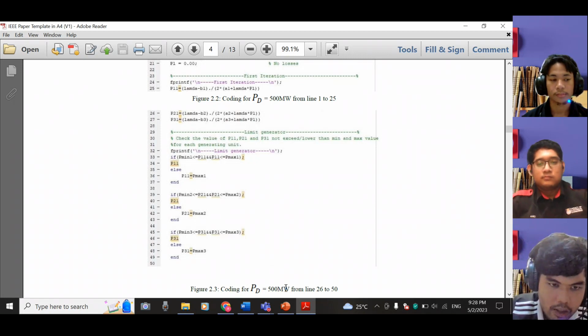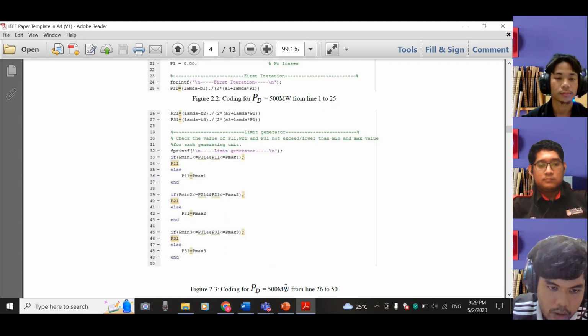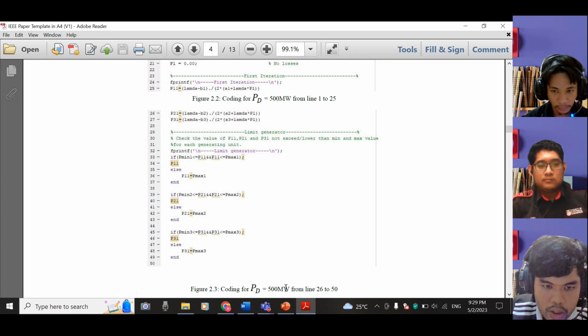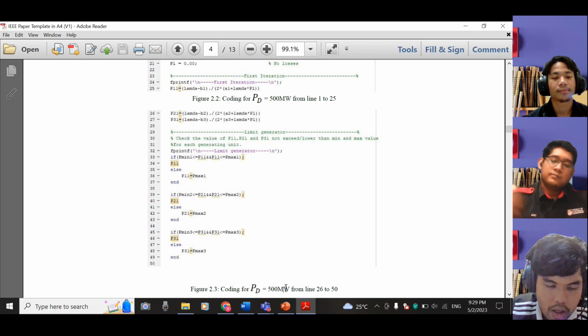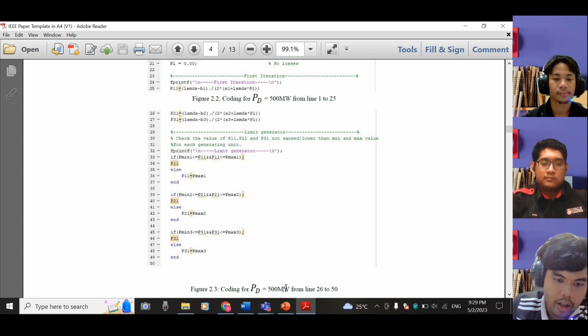So as we can see, this is the statement for the limit generator. If P min 1 is below or equal to P11, and P11 is below or equal to P max, we choose P11, else P11 equals P max. After that, we can see P min 2 is below than P21 and P21 is below or equal to P max, so it will choose P21, else P21 equals P max. The same thing has been done for the third possibility.